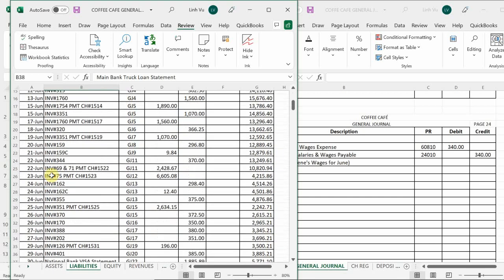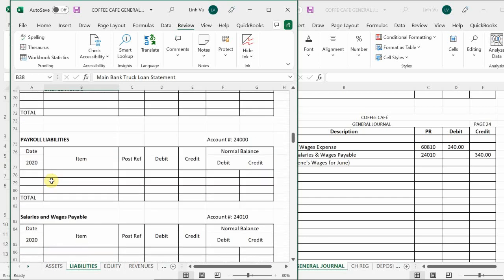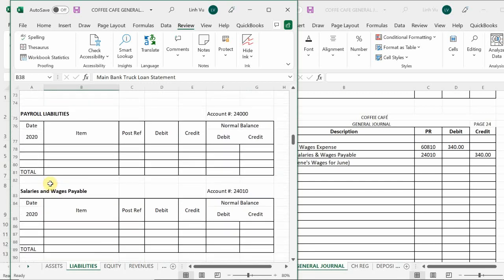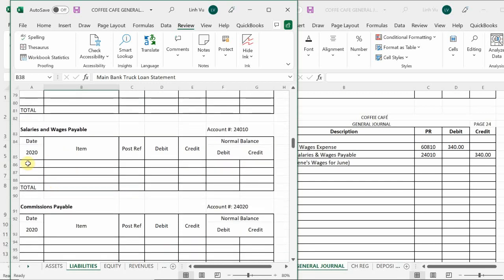Liabilities. Let's see how much. Oh, I missed it. Sorry. Payroll liabilities, salaries, and wages payable. Right. Accrue for Irene. For $340. Okay.